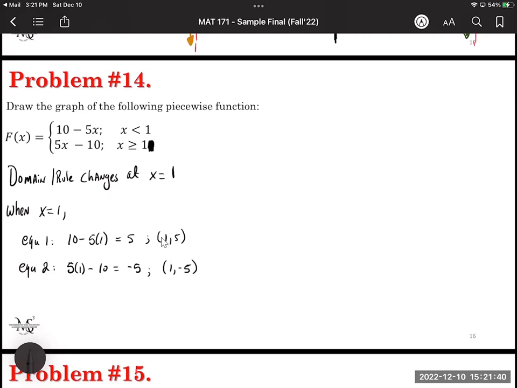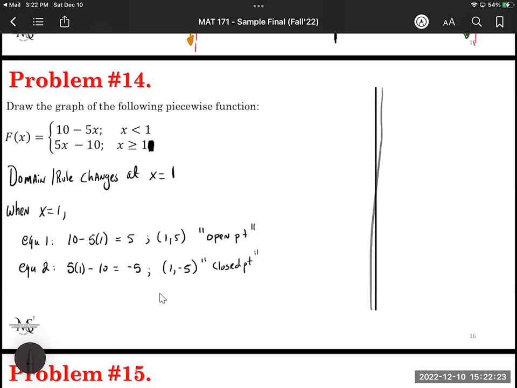So which one of these 2 points is the open point and which one is the closed point? I'll give you a hint. Look at the inequality symbols. If it states x is less than 1, then for the first ordered pair (1, 5), is it going to be open or closed? Yeah, that's right. So we have an open point at (1, 5), and at (1, -5), because the inequality includes the equal sign, x is greater or equal to 1, then (1, -5) is a closed point.